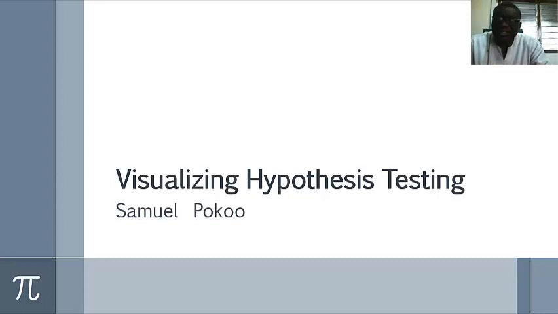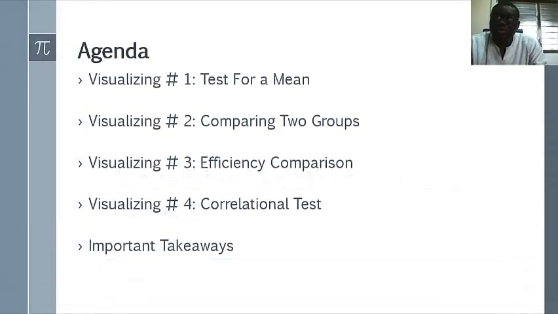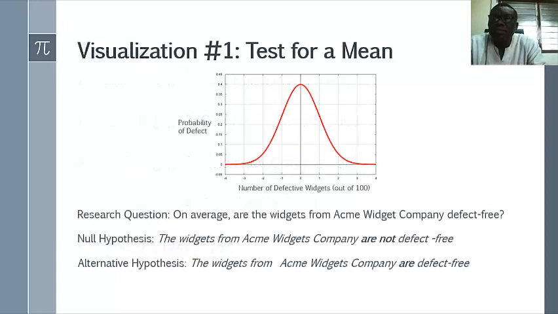In this presentation, my topic is visualizing hypothesis testing. My agenda for this presentation is in 5 main headers. I'm looking at visualization 1, test for a mean, visualization 2, comparing 2 groups, visualization 3, efficiency comparison, and visualization 4, correlation testing. Then I'll end this presentation with very key important takeaways. Now let's begin with the test for a mean. That's our visualization 1.